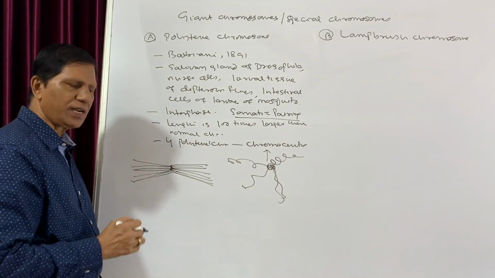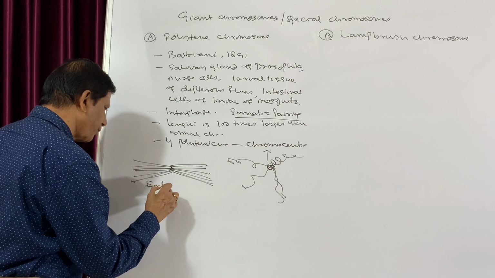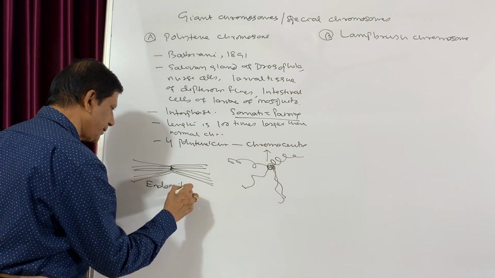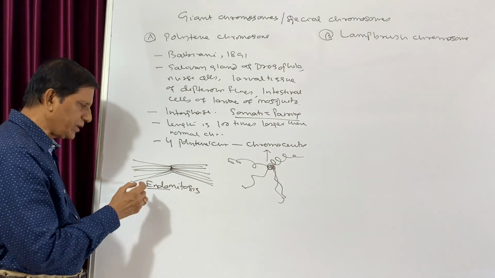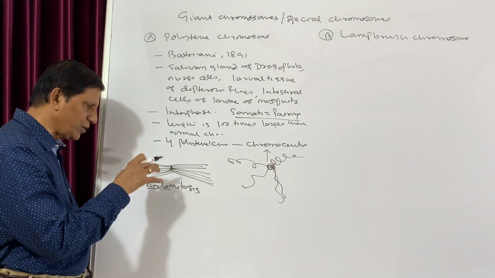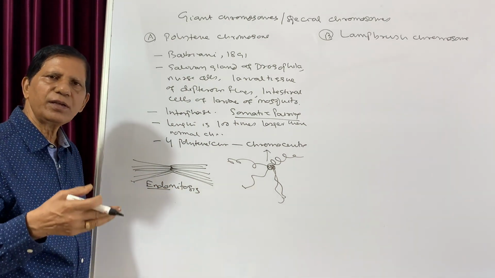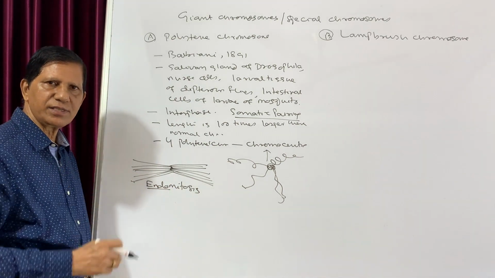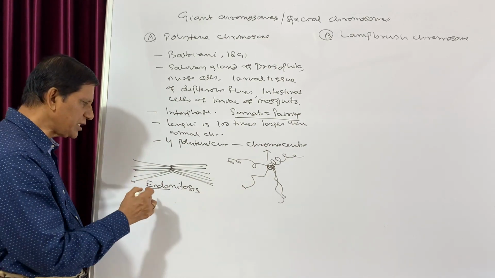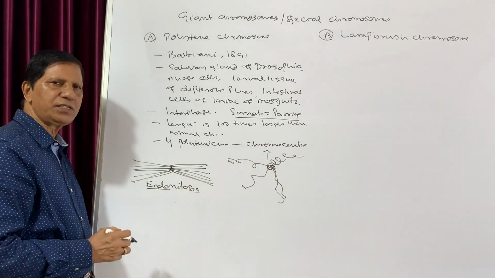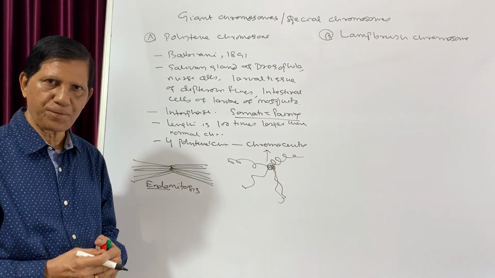So they are formed due to endomitosis. Endo means within, so within the nucleus. That means within the nucleus there is mitosis, without any cytokinesis, and the nuclear membrane is not dissolved. This is known as endomitosis, and it gives rise to some thousands of chromatids.